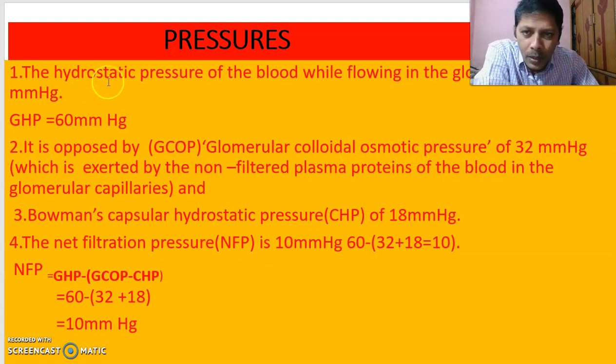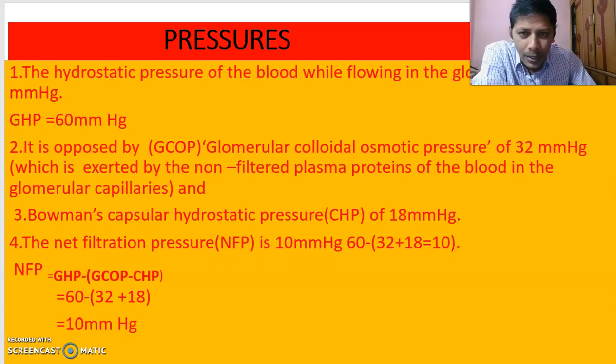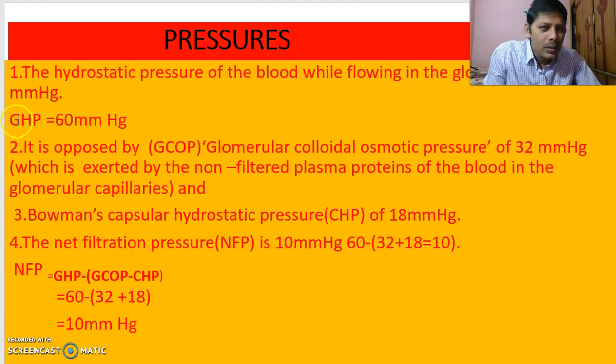Hydrostatic pressure of the blood while flowing in the glomerulus is 60 mmHg. This is the glomerulus, this is the Bowman's capsule. When blood is flowing in this glomerulus, there is a pressure. This is called glomerular hydrostatic pressure, GHP. It is 60 mmHg.